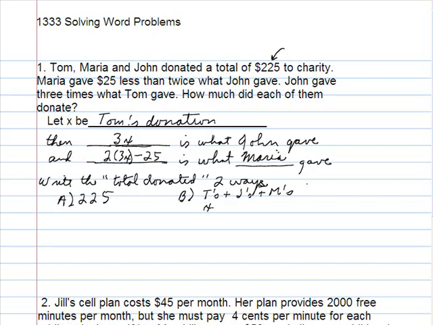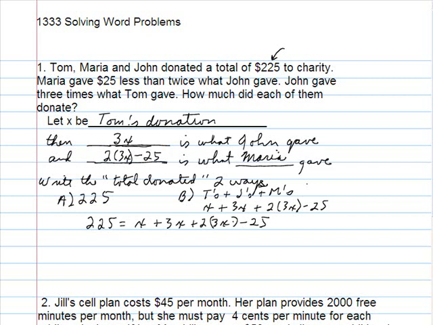So Tom's donation was x, John's donation was 3x, and Mary's donation was twice 3x, or twice John's donation minus $25. So if both of these are the total donated, there's only one total donated. So both of these numbers have to be the same because they're both the total donation. So my setup equation is the total amount donated is equal to the total amount donated, and that's kind of hard to argue with. Certainly the total donated has to equal the total donated.